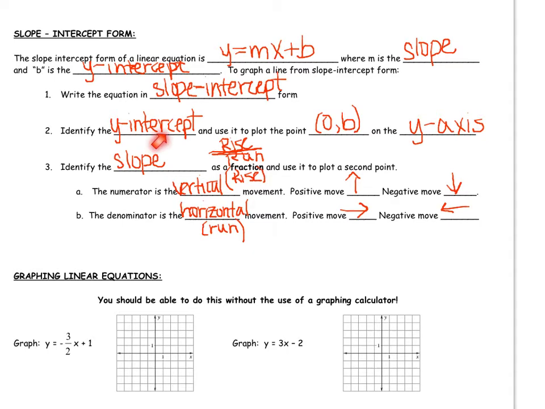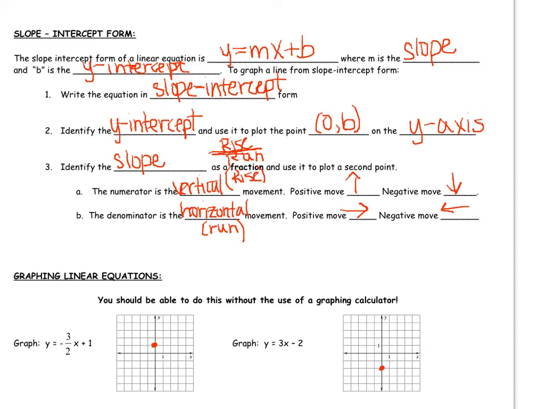Step 2, identify the y-intercept and use it to plot (0, b) on the y-axis. So my y-intercept here is 1. So I'm going to plot the point 1 on my y-axis. Here, my y-intercept is negative 2. So I'll plot a -2 on my y-axis. So that's the first step. We just plot our y-intercept.